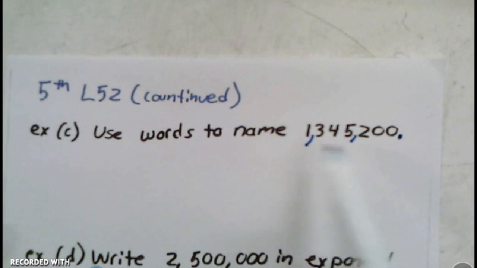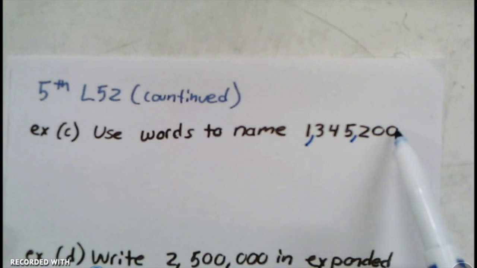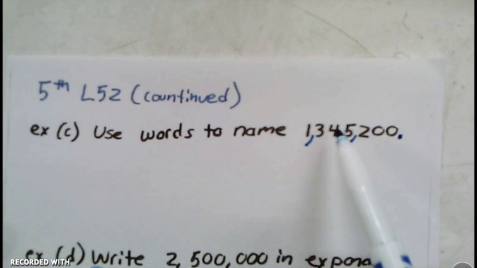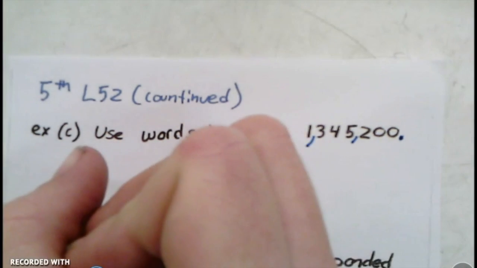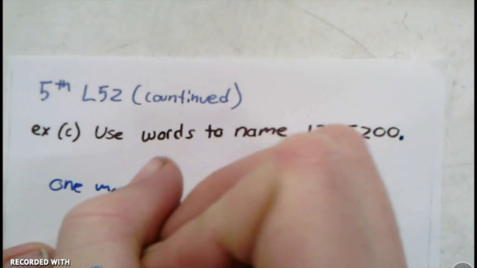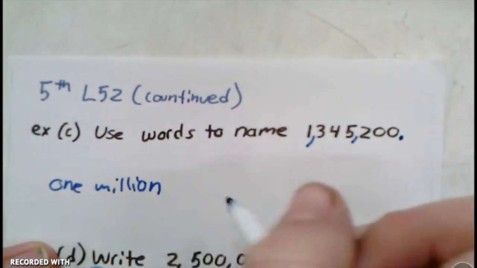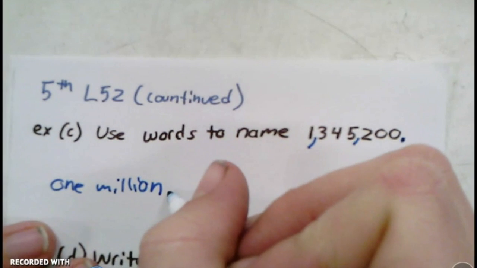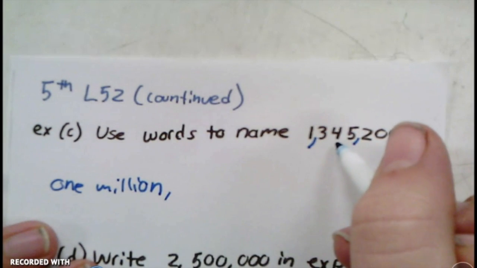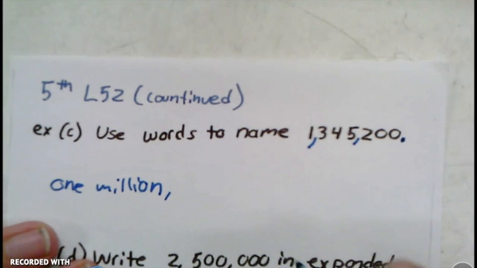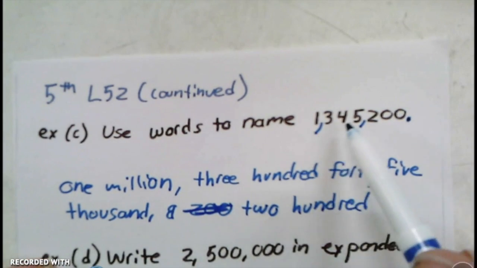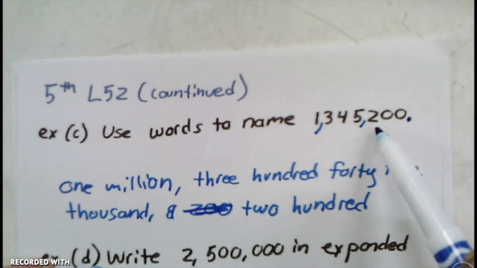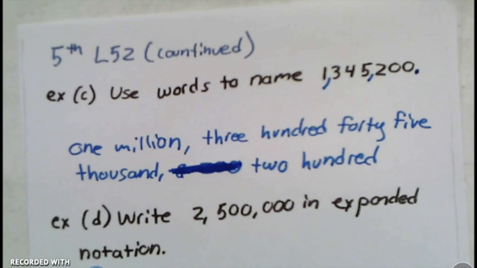So now that number's a little bit more recognizable, hopefully, but if I'm not sure what place value this is, I can always count to remind myself. We have the ones, the thousands, the millions. So there's 1 million, 345,200. So 1,345,000 and 200. There you go.